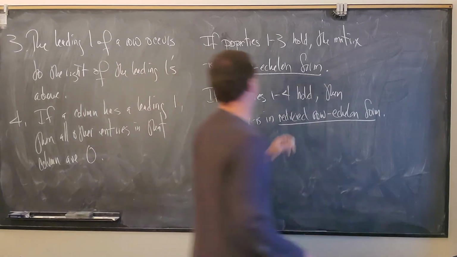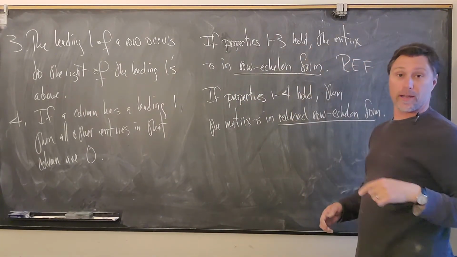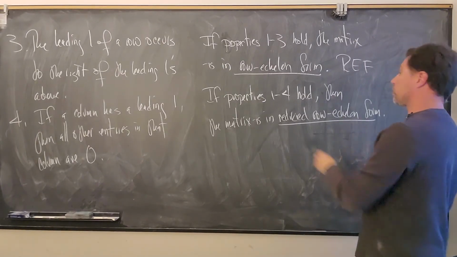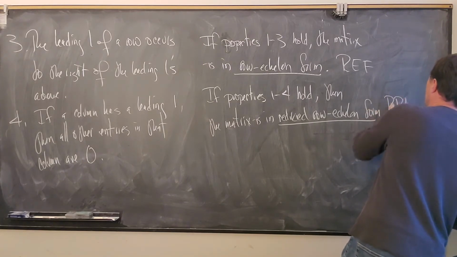I'll abbreviate this one, and we'll see this lots of times, as capital REF. If properties 1 through 4 hold, it's reduced row echelon form, which I'll abbreviate as RREF.